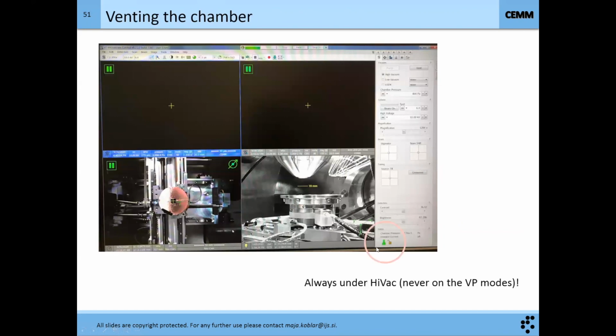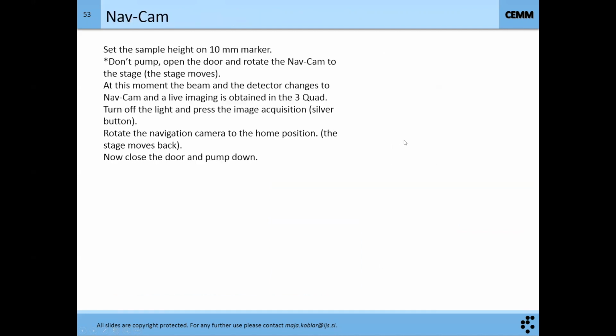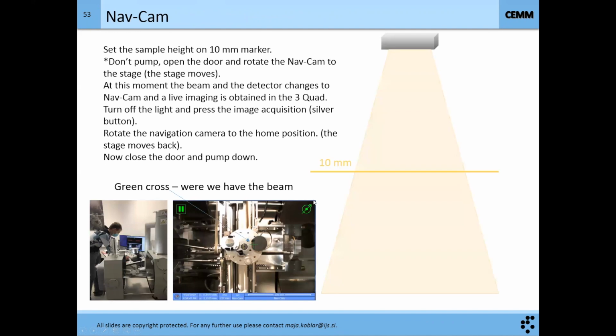Okay, venting. You just observe, look at what the vacuum is, and then you click vent. It's venting on air, so it's kind of noisy, but okay. The doors, you have to open them gently. The whole chamber opens. You can put 16 pins, so it's really user friendly. On the NavCam, we will do that in the training, but if you put it on the 10 mm marker, you will get a nice image. Unfortunately, this is not happening because we have a problem, but it will be fixed. If you use it below or above, you don't have a nice image.